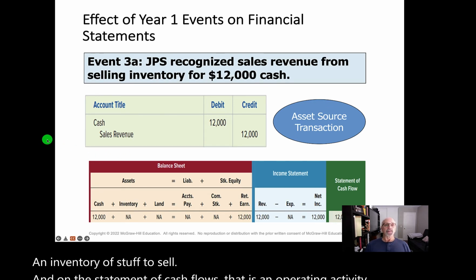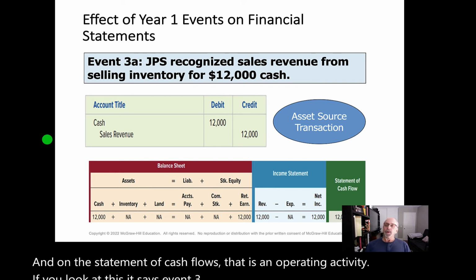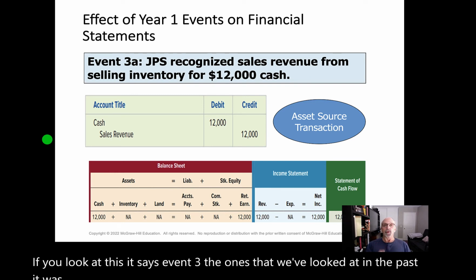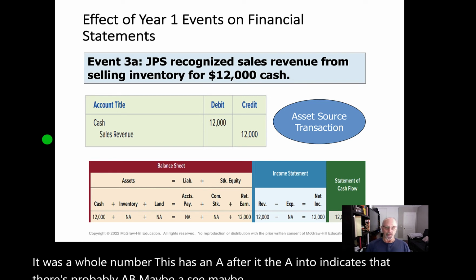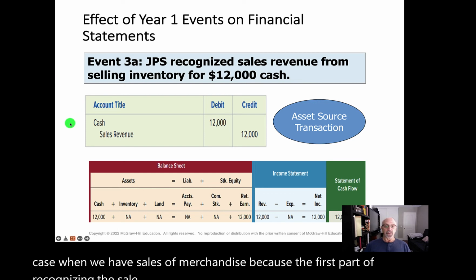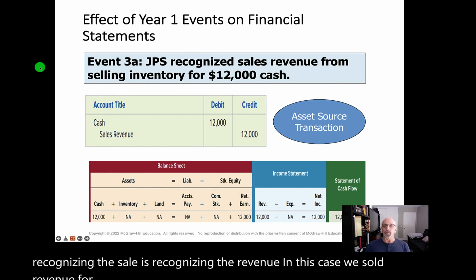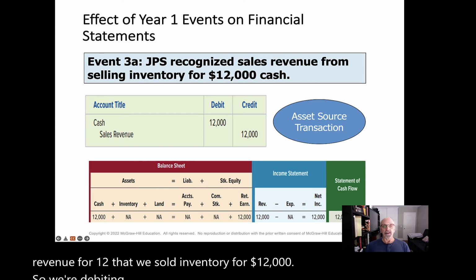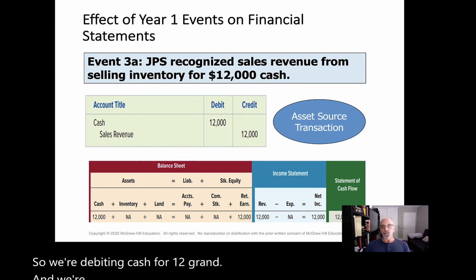Now, if you look at this, it says event 3A. The ones that we've looked at in the past, it was a whole number. This has an A after it. The A indicates that there's probably a B, maybe a C, maybe a D, and so forth. And that's the case when we have sales of merchandise, because the first part of recognizing the sale is recognizing the revenue. In this case, we sold inventory for $12,000 cash. So we're debiting cash for 12 grand and we're crediting sales revenue for 12 grand.